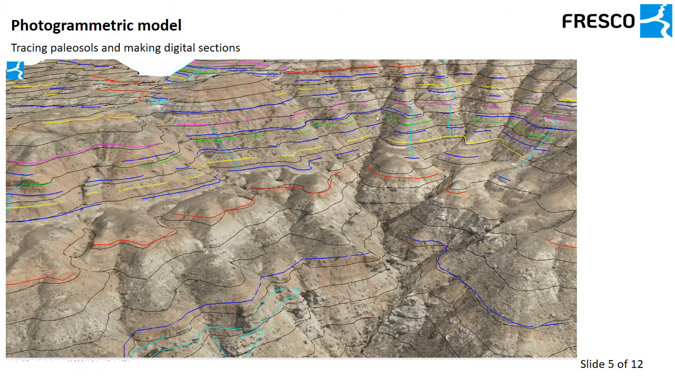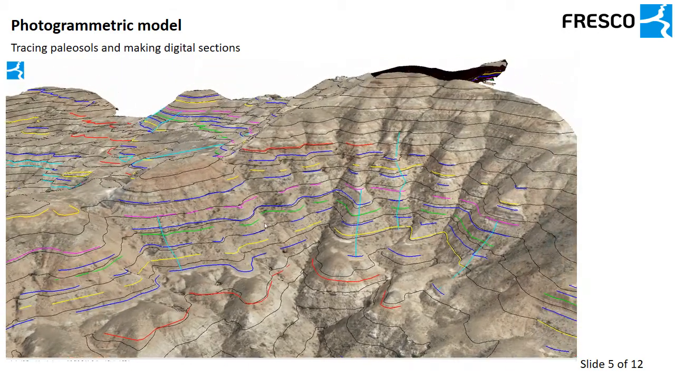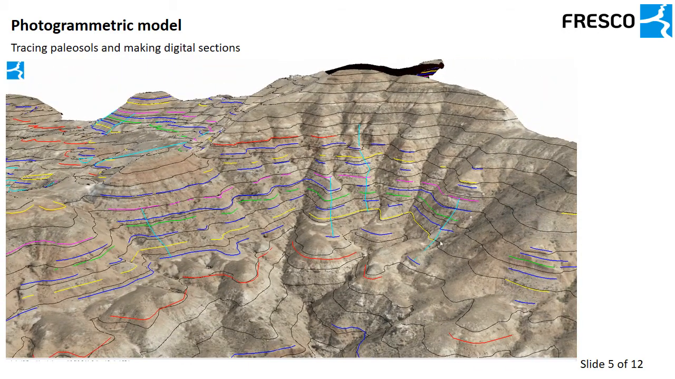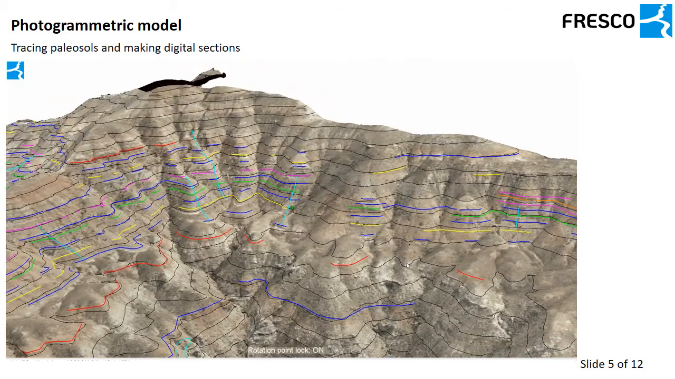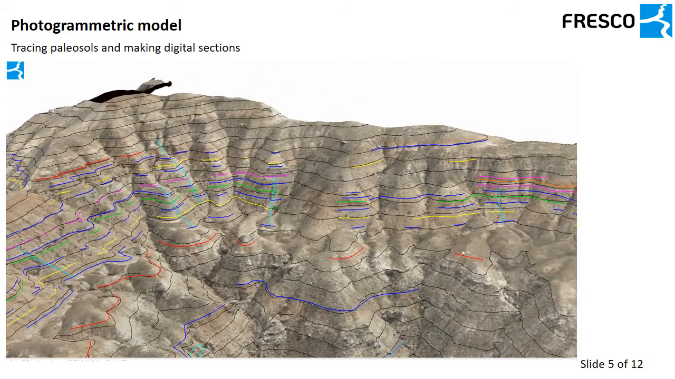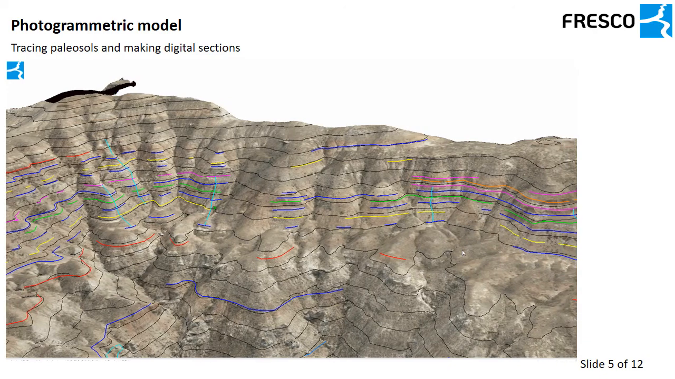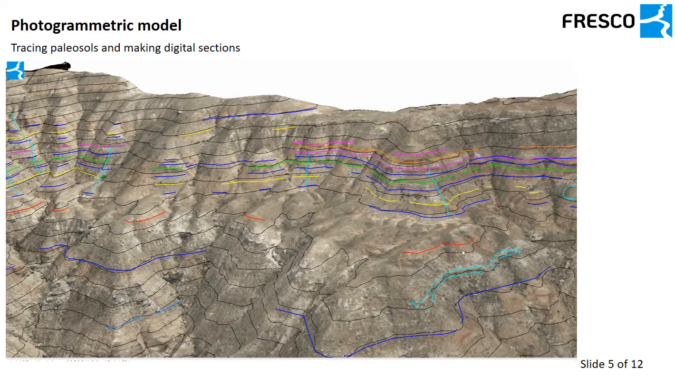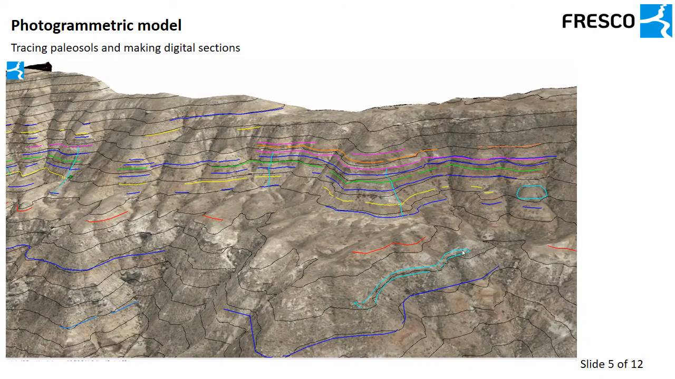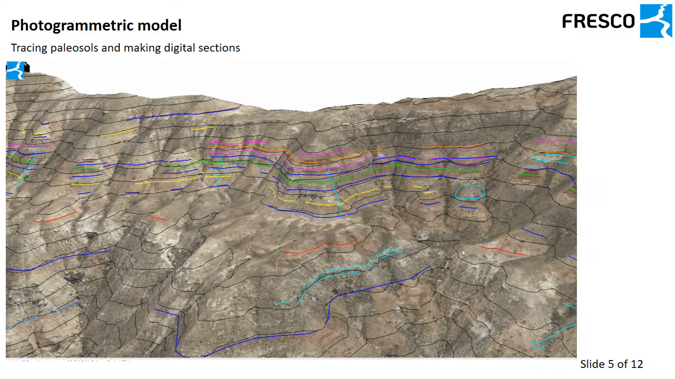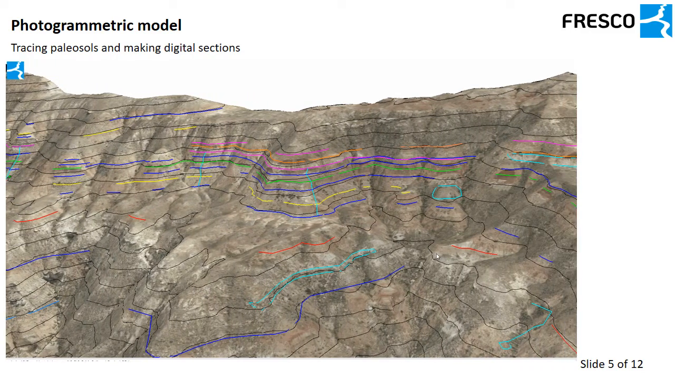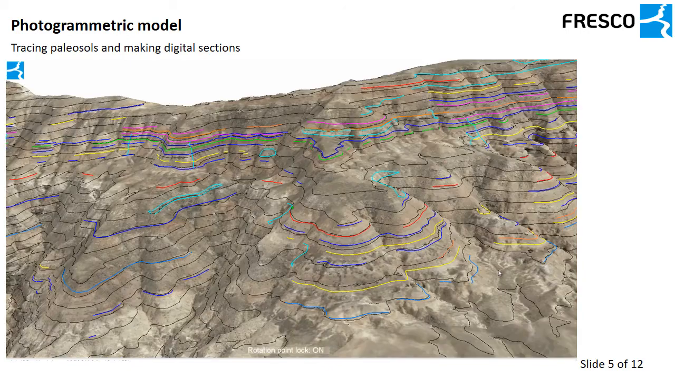You also see those sandstones, and when they appear, it's difficult to identify the paleosol layers because of the interference of channel processes on the soil development. We also make those digital sections to compare the thickness from one place to another.